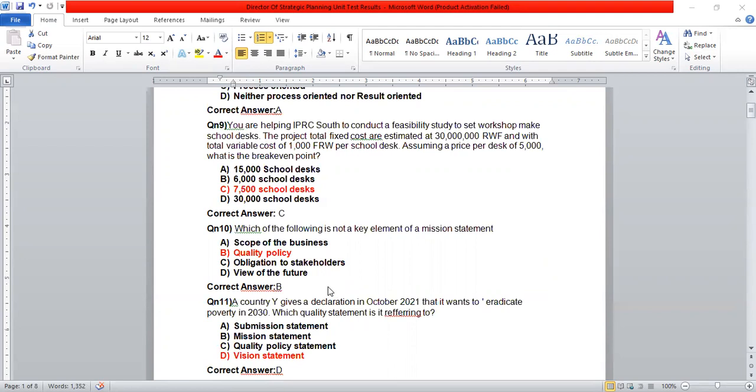Question 11. A country Y gives a declaration in October 2021 that it wants to eradicate poverty in 2030. Which quality statement is this referring to? This statement is referring to a vision statement.